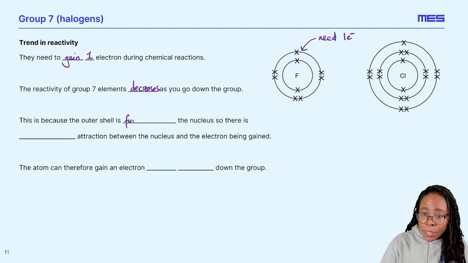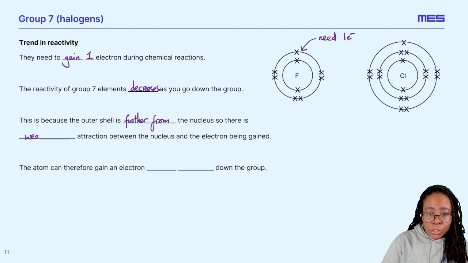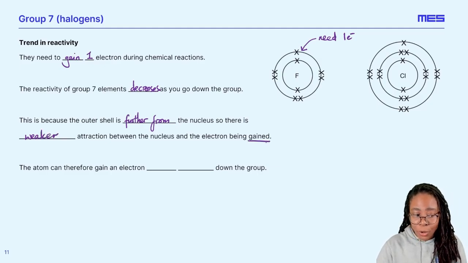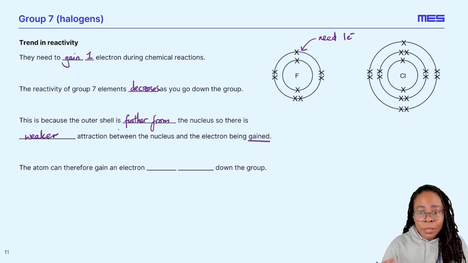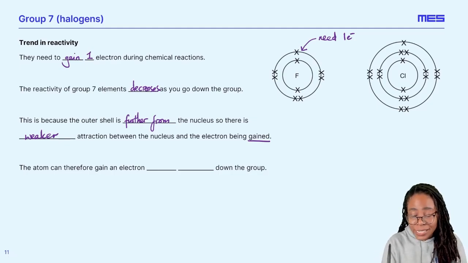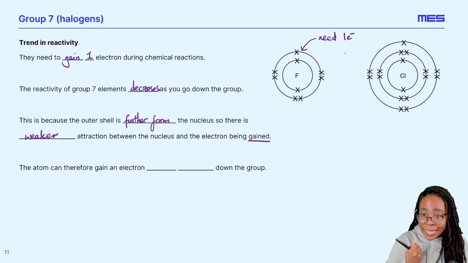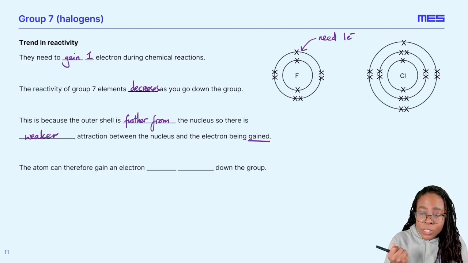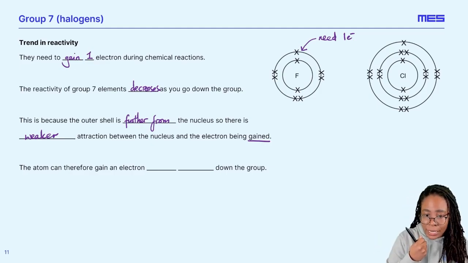So the reactivity of our group 7 elements decreases as we go down the group, because as the outer shell is further from the nucleus, there is going to be a weaker attraction between the nucleus and the electron being gained. Okay, so just like group 1, outer shell is further from the nucleus and there's a weaker attraction between the nucleus and the outer shell. But this time, because we need to attract an electron in, the further from the positive nucleus that is, the harder it's going to be to attract that electron.